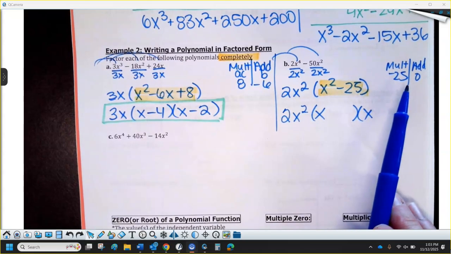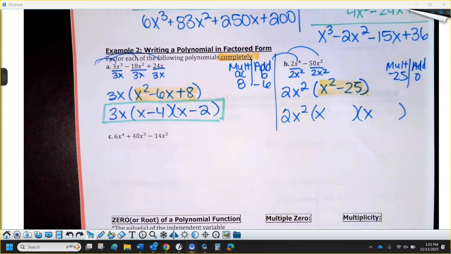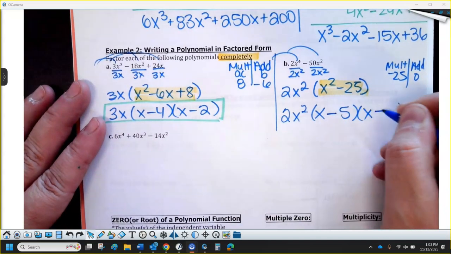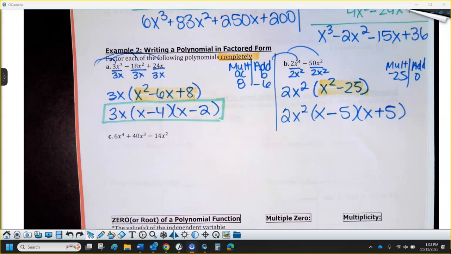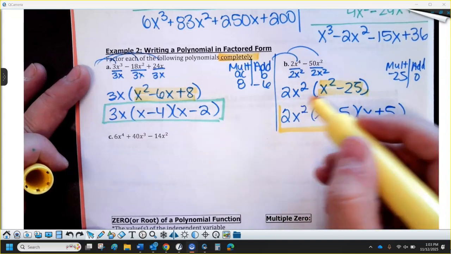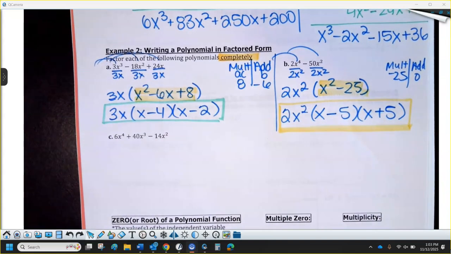Or if you could tell me 2 numbers that when you multiply them you get -25, and you add them up, they would be 0. One of them's -5, one of them's +5. It does not matter which one comes first or second. You can switch the order of those, but that's called a difference of squares. So that's your completely factored form.